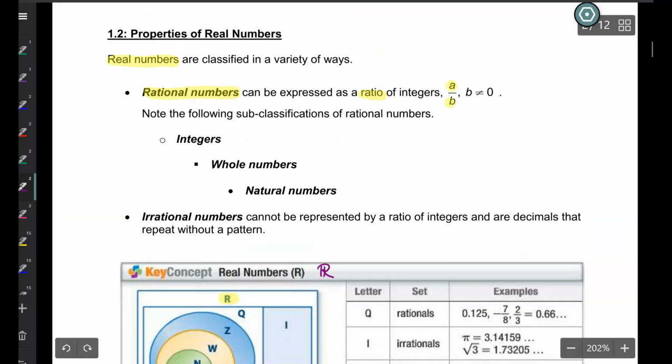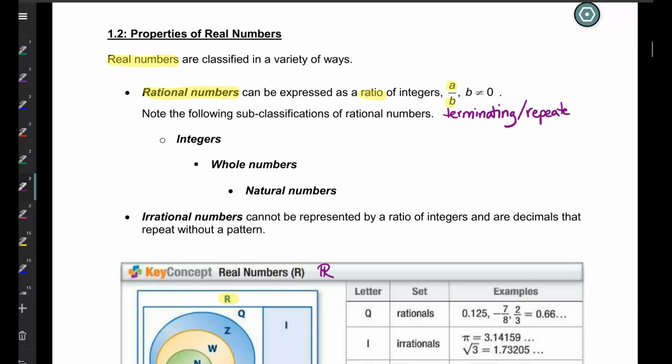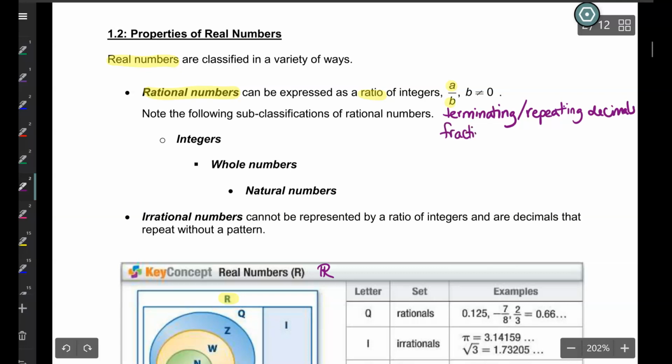So basically, rational numbers are anything that you can write as a fraction, and that would include terminating decimals, like 1.5, or repeating decimals. Irrational numbers are things like the square root of 2, which is an irrational number. Anything that doesn't terminate, like pi, is not a rational number.